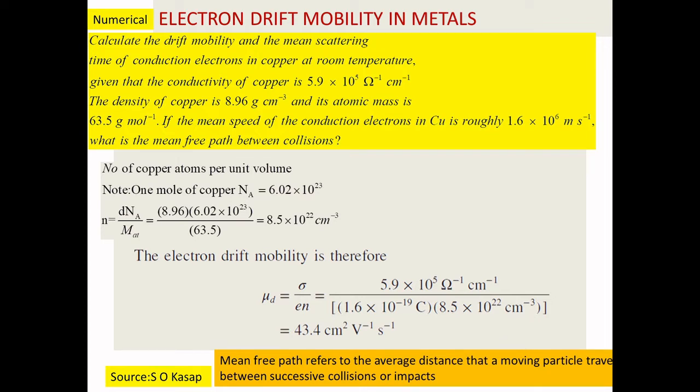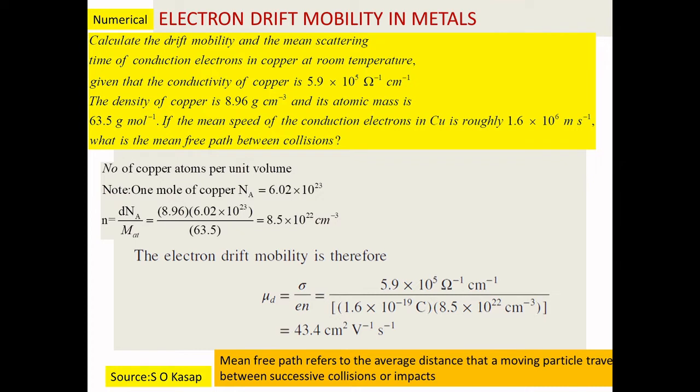So what is the mean free path? The basic definition is that it refers to the average distance that a moving particle travels between successive collisions. The moving particle, we can take it as an electron. So what is the formula for the mean free path? It is denoted by L. An electron moves a distance L, where L equals u into tau. What is u? u is the mean speed of the electron.